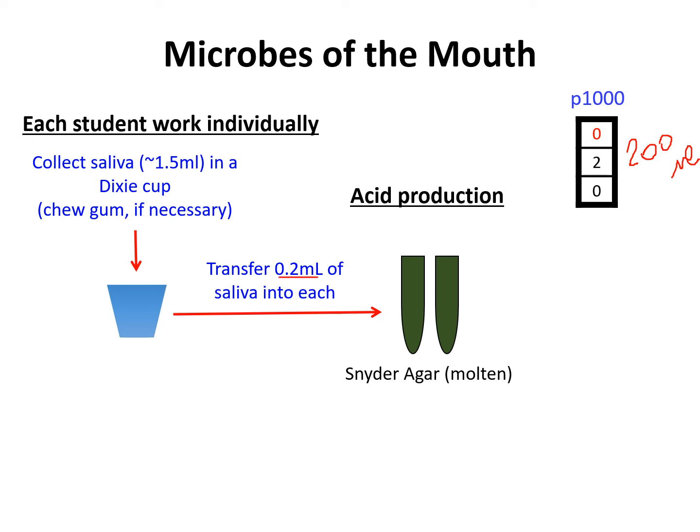So you can definitely use the micropipetter to pull out and transfer 0.2 mils of saliva, and then you're going to add them to those Snyder agar tubes.